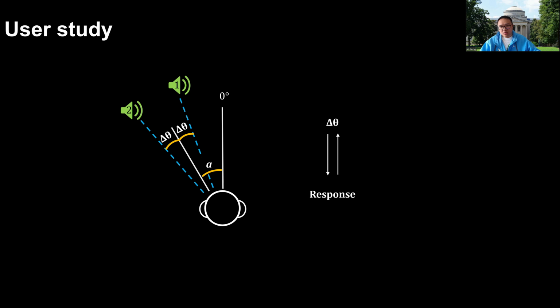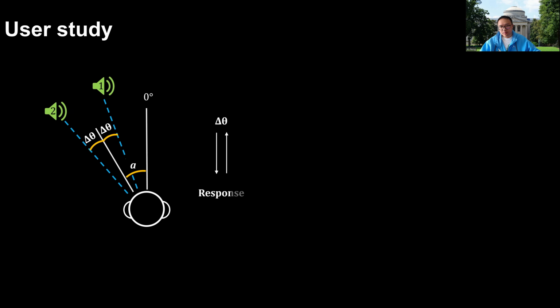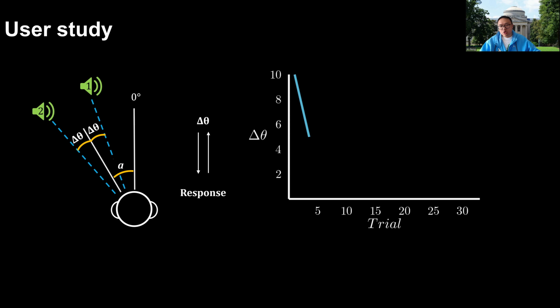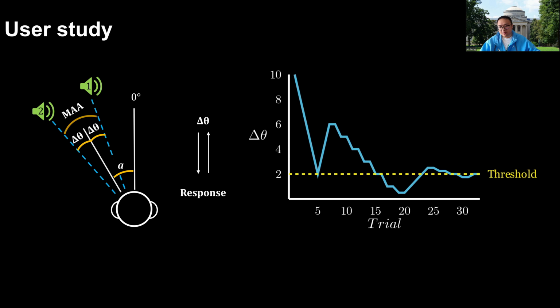Based on the user's response, the program automatically adjusts the angular offset. This procedure follows a 2IFC staircase. The staircase increases the offset after an incorrect response and decreases it after consecutive correct responses. It determines our perceptual threshold of the angular offset and therefore measures the minimum audible angle. This procedure evaluates our audio sensitivity at each azimuthal eccentricity.